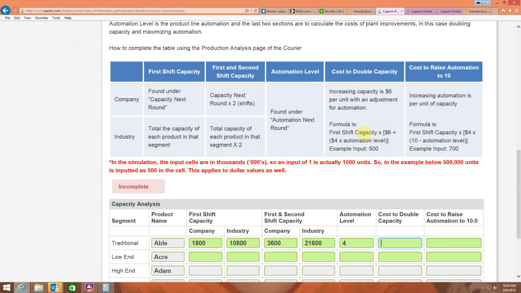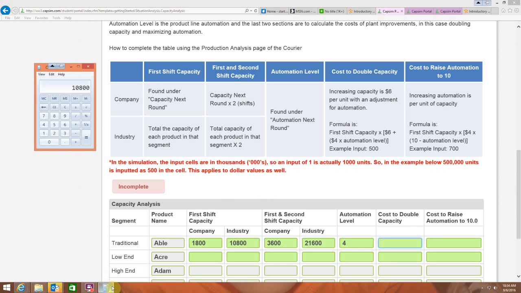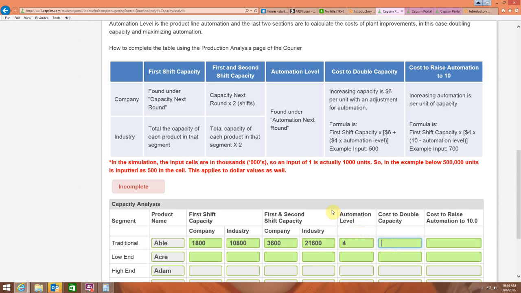And then I've got to take 22 times my first shift capacity of 1,800, so let's do that. 22 times 1,800 is equal to 39,600.